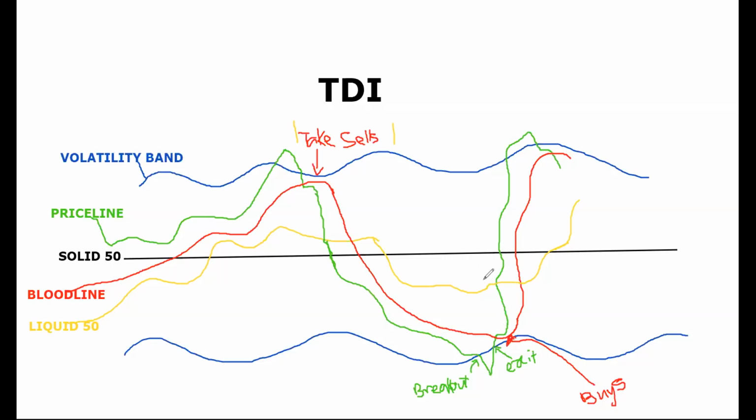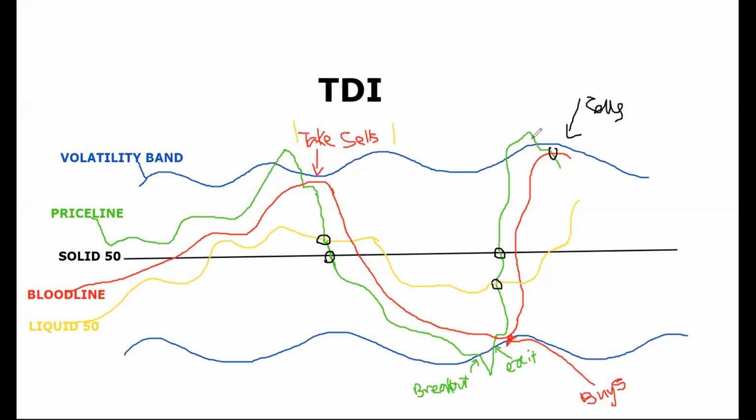You can re-enter trades when price line goes below solid 50. When price line goes below solid 50 and liquid 50, you can enter trades. You see here, I could have entered trades again here. I could have entered trades again there. Here, I take sells because this guy is crossed. So I'll take sells.